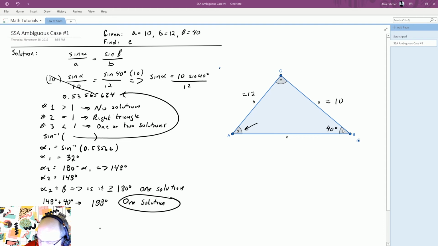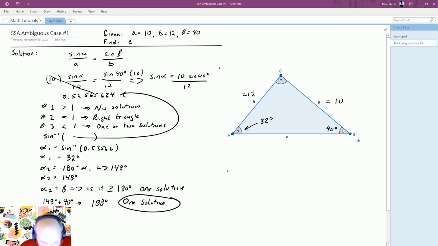So right now, if you think about it, if we look at our triangle, we now know that this is 40 degrees. What do we know this one is? Do you remember? 32 degrees, right? This is 32 degrees. So now, how do we know what C is, right?